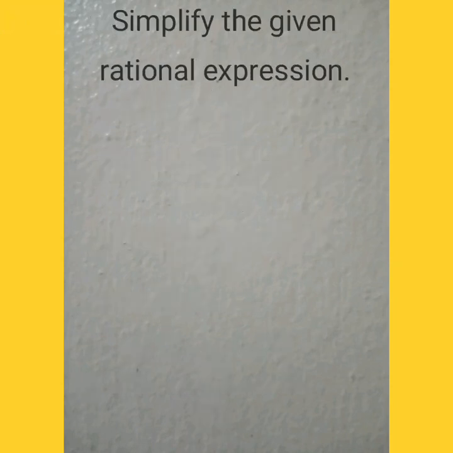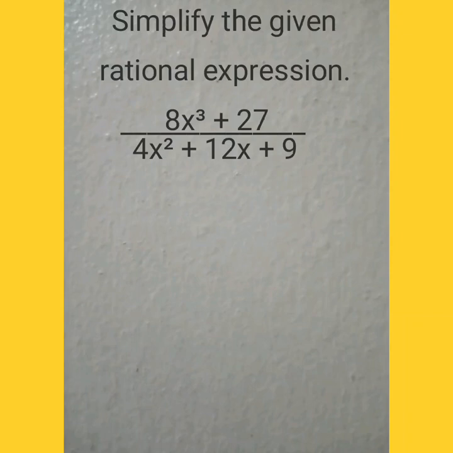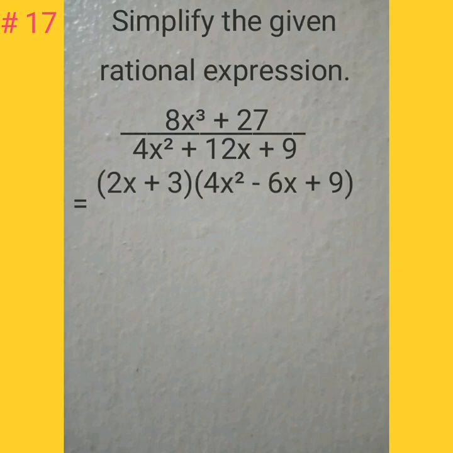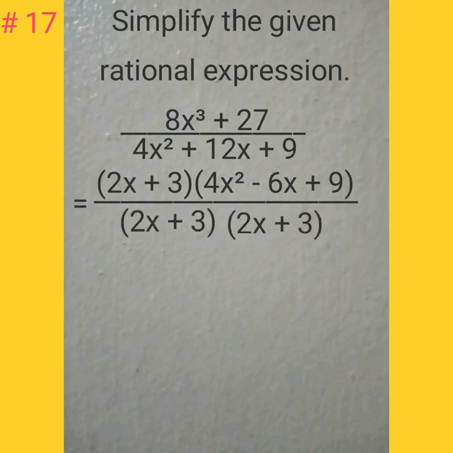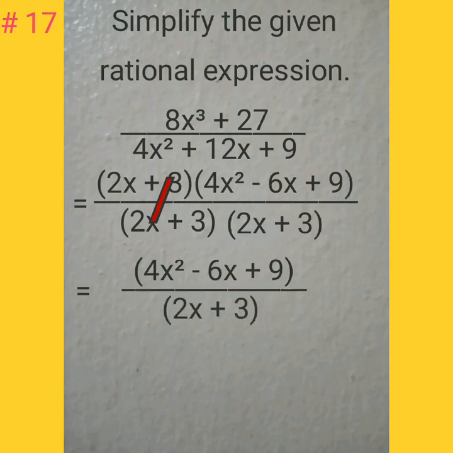Simplify the given rational expression: (8x cubed + 27) all over (4x squared + 12x + 9). The factors of 8x cubed + 27 are 2x + 3 and 4x squared - 6x + 9, while the factors of 4x squared + 12x + 9 are 2x + 3 and 2x + 3. The simplified form of (8x cubed + 27) all over (4x squared + 12x + 9) is (4x squared - 6x + 9) over (2x + 3).